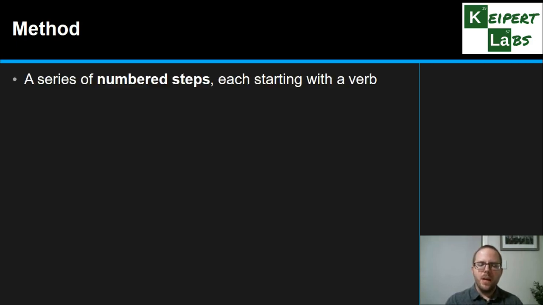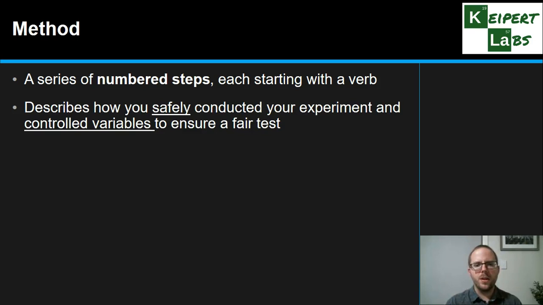And then we get to our method, which is our procedure or our instructions, like the steps in a recipe. It's a series of numbered steps, each starting with a verb. So thinking about an action, thinking about what each stage is going to involve and the order in which it needs to happen. So it's sequential, we would say. It follows a process or an order. And that method describes two things: how you're doing it and how to do it safely. So you're thinking about safety in your experiment and controlling the variables to make sure it's a fair test.